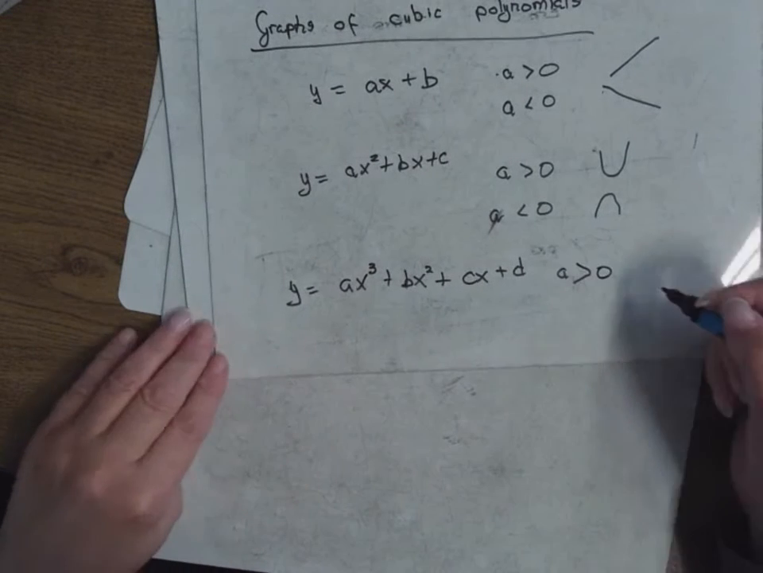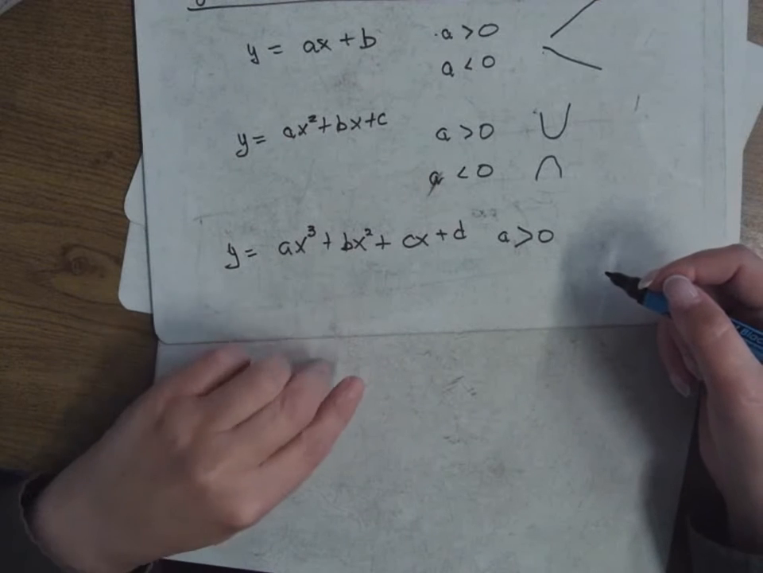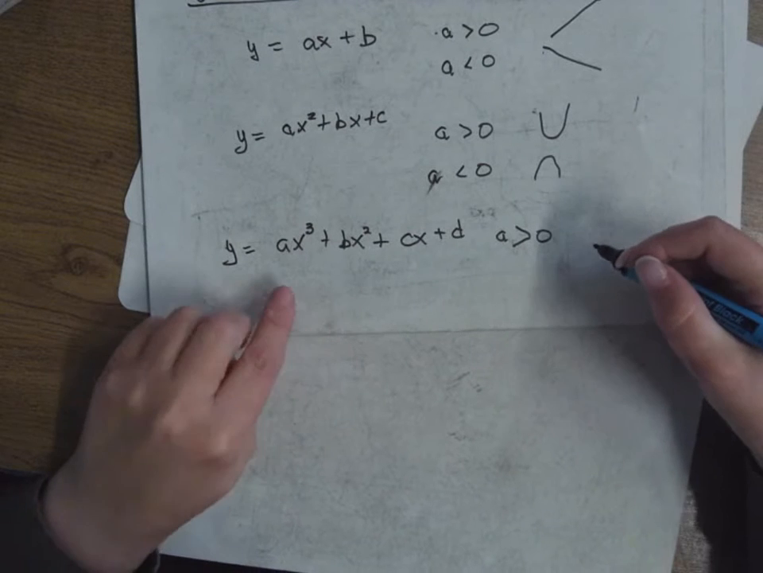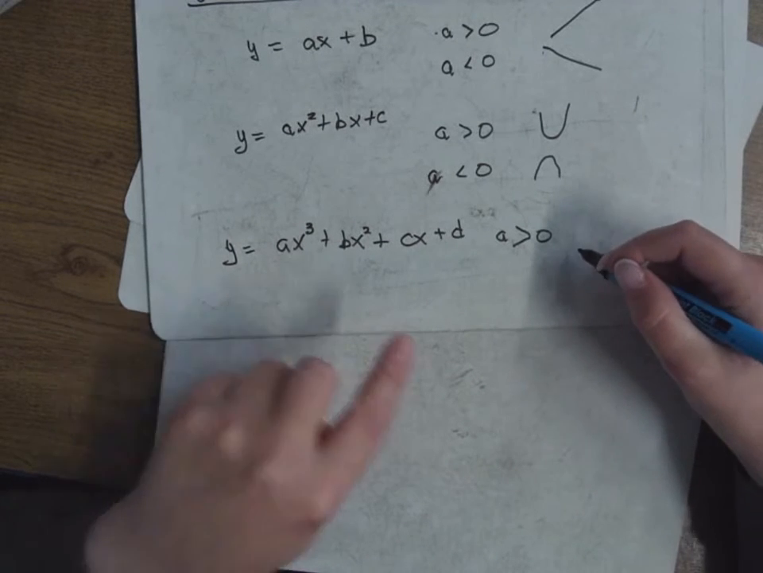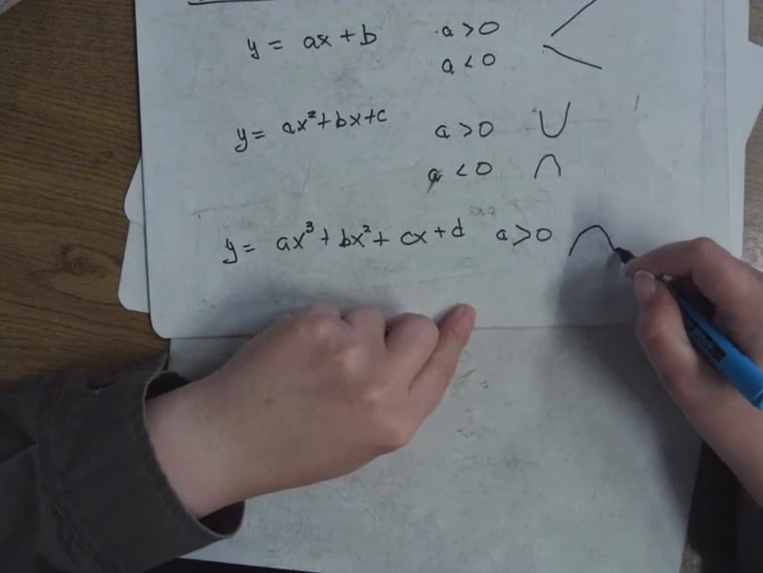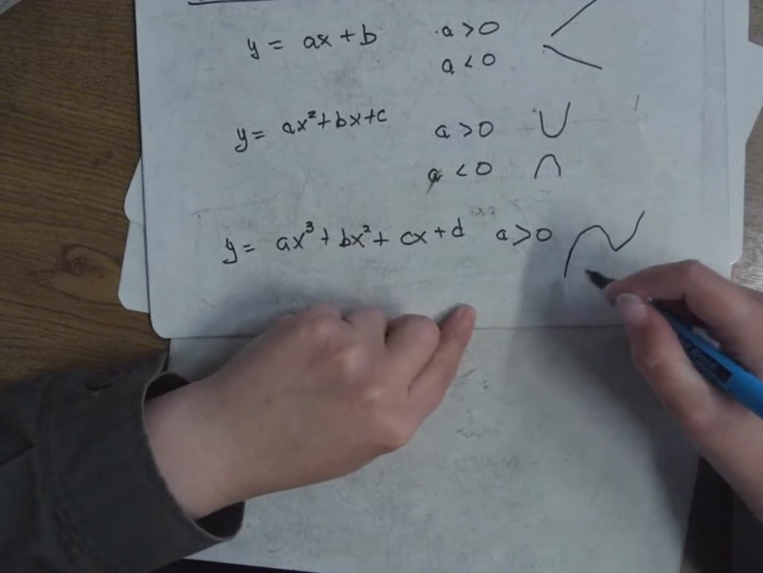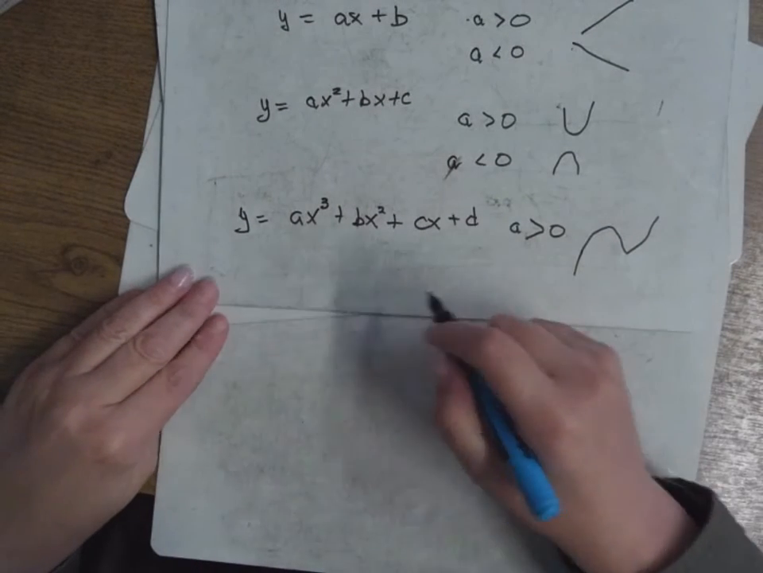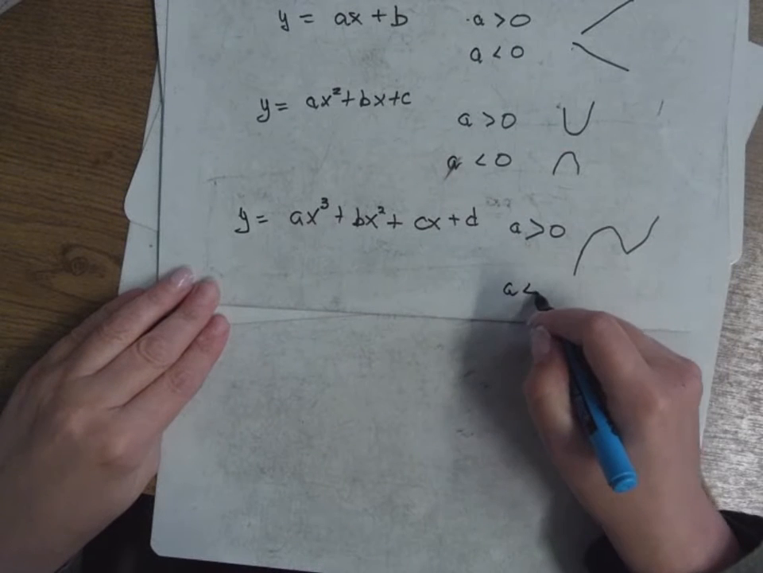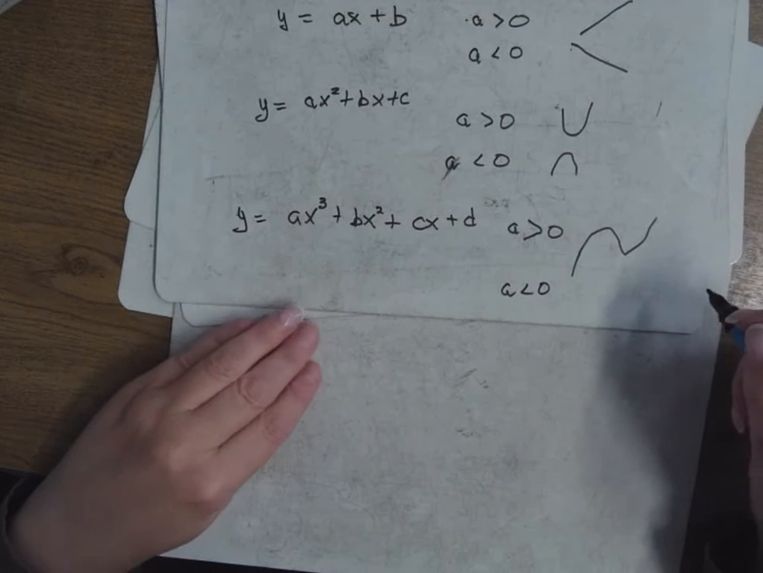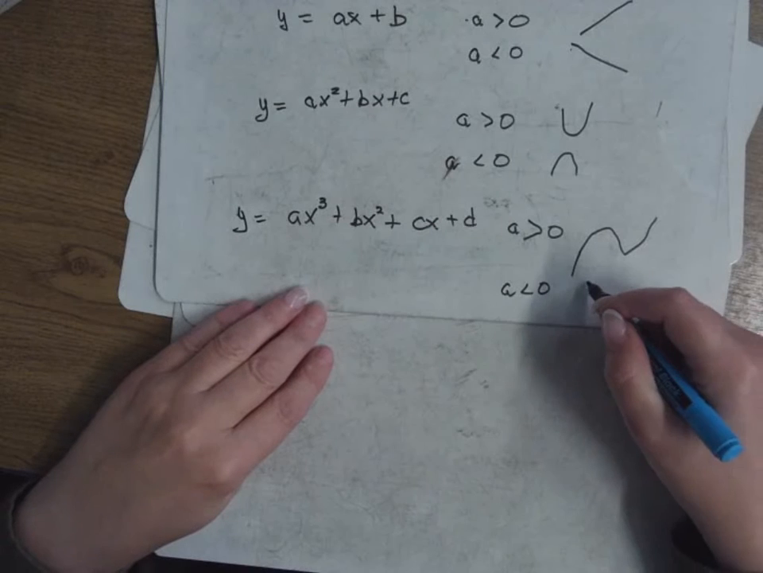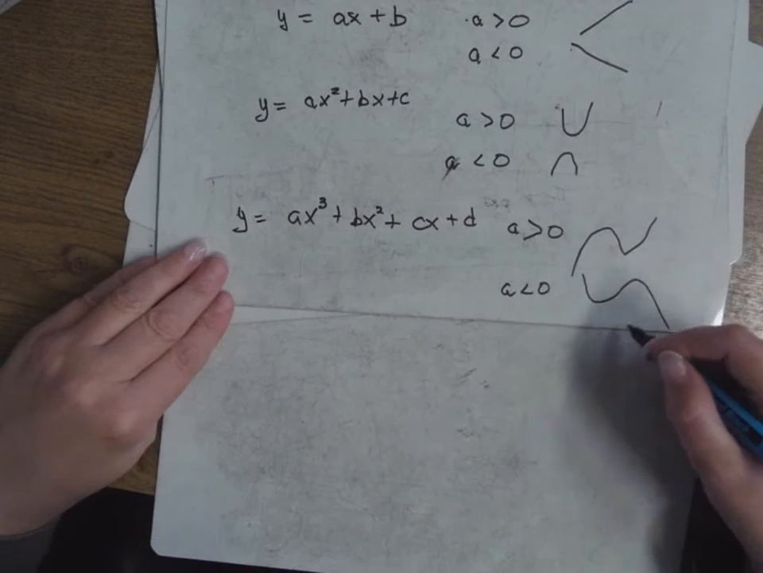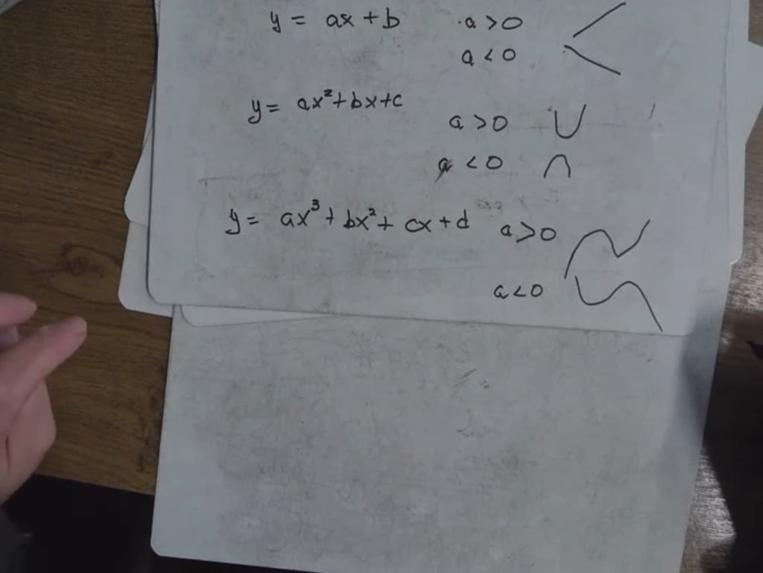Again, if a is positive, so if the number in front of the x cubed is positive, a cubic equation looks like a wave, and if it's positive, we finish on a high. So we start low and we finish on a high. Is that okay? So it looks like that. And if a is less than naught, we finish on a low. So that means we start high and we finish on a low. So it looks like that. So it's one wave in the middle for a cubic equation. Is that alright?